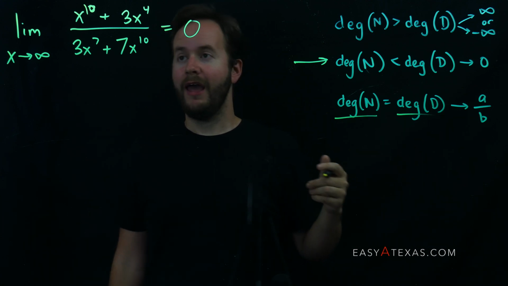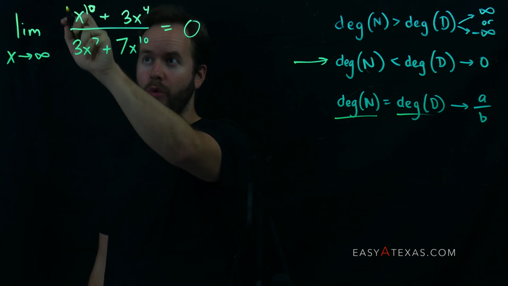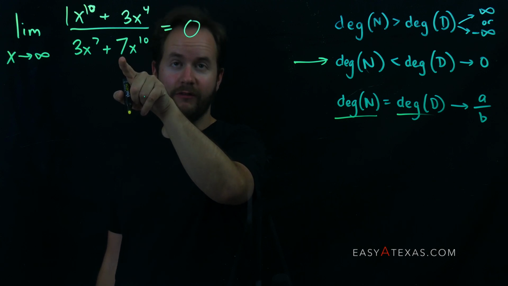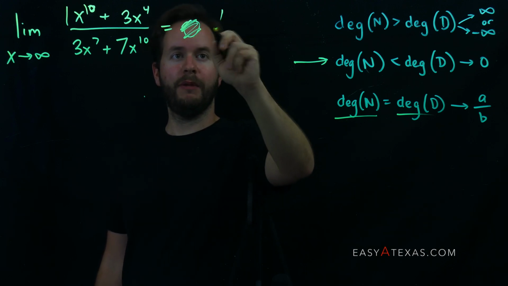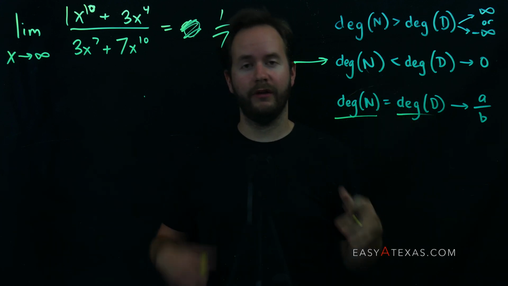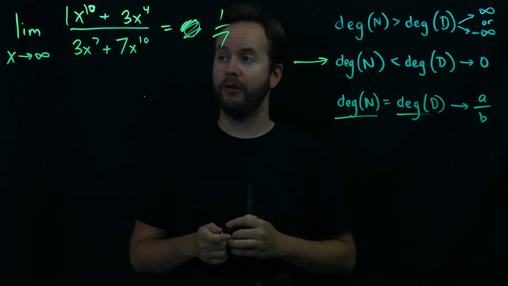What do I mean by that? A being the leading coefficient of the highest power up here, so this would be a 1, and then the highest power down here, which would be 10, and that coefficient is 7, so my answer wouldn't be 0, it'd be 1/7. So just make sure you know these three rules. The sooner you learn these rules, the better, because they're going to come up quite a bit, especially when you're dealing with limit as x goes to infinity of a polynomial divided by a polynomial.